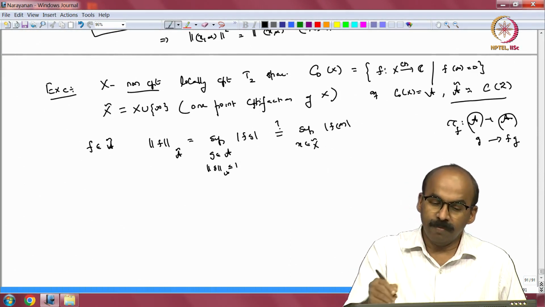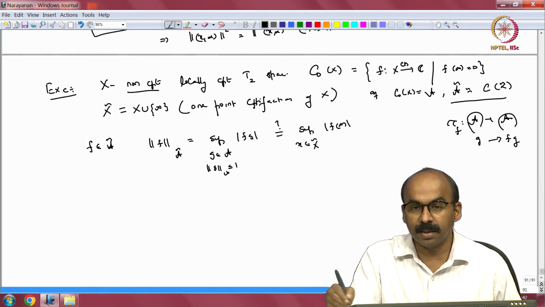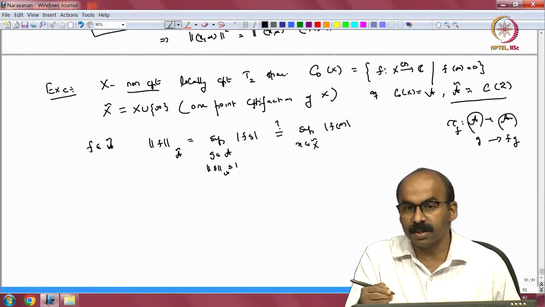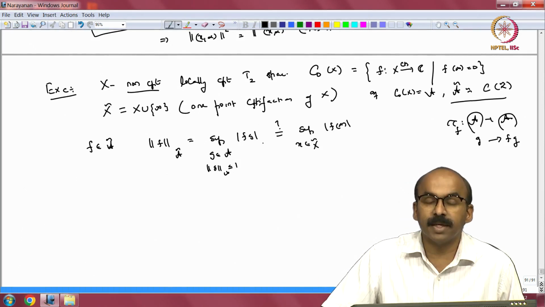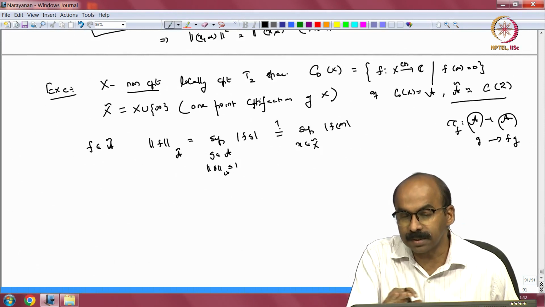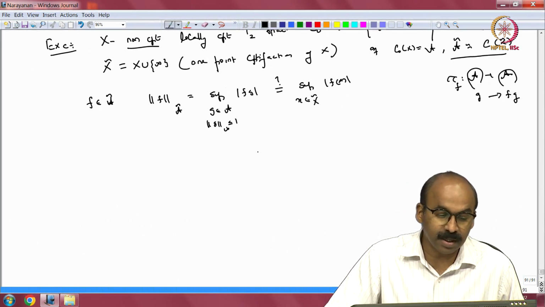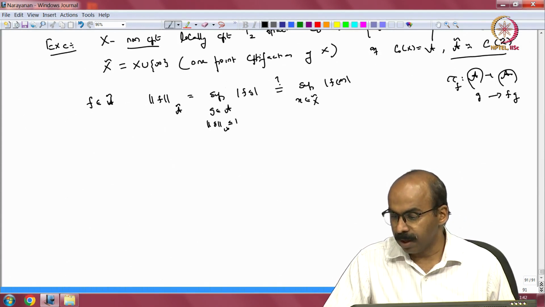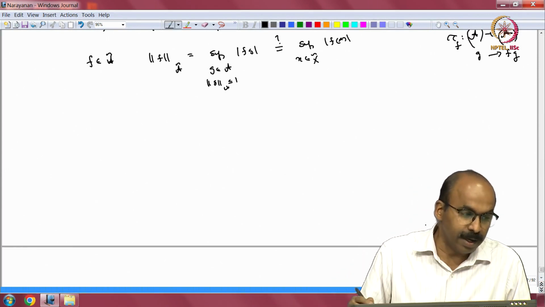Okay. So, if you are not comfortable with X, you can look at the real line and see that the one point compactification is a circle and do the same exercise, you will see what is happening. And that is precisely what we did in the abstract setting. And that is what makes it into a C star algebra.